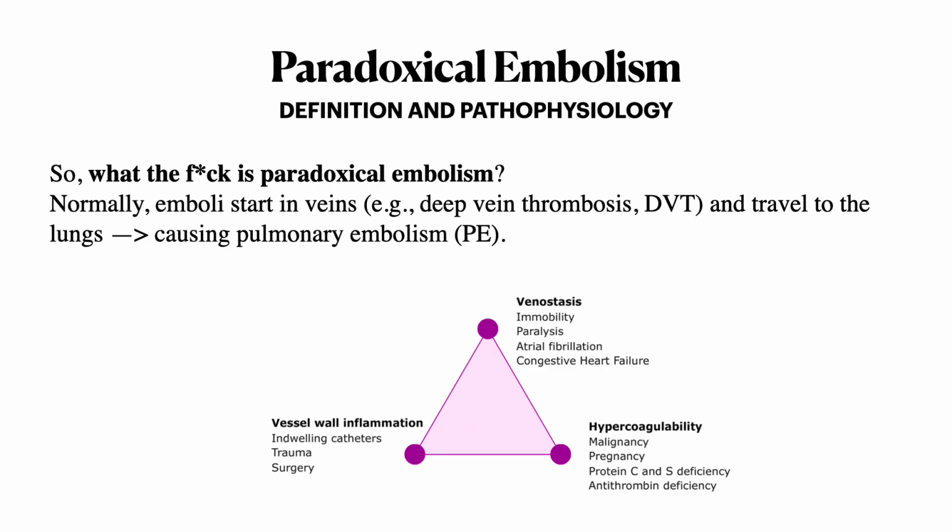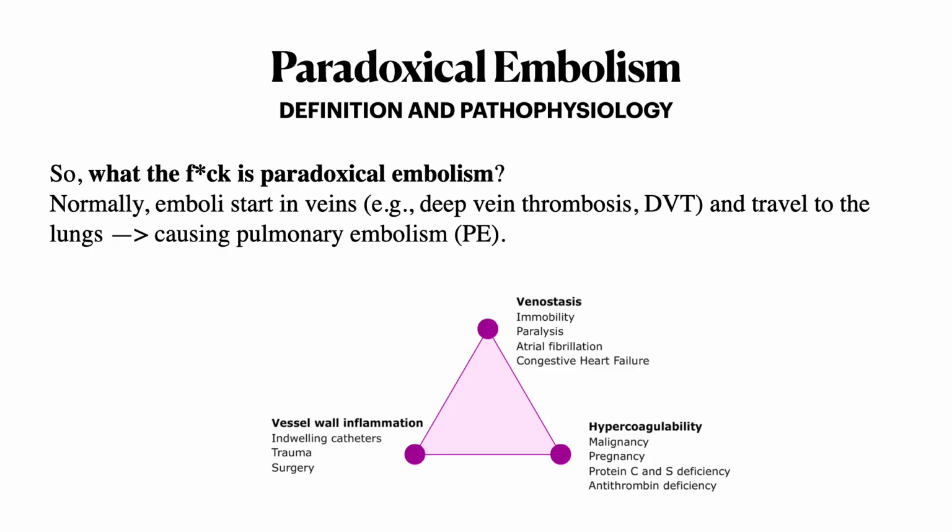Normally, emboli start in veins, for example in deep venous thrombosis, and travel to the lungs causing pulmonary embolism, and this is the Virchow triad. Venous stasis like immobility, paralysis, atrial fibrillation, and congestive heart failure; hypercoagulable states like malignancy, pregnancy, protein C and S deficiency, and antithrombin deficiency; and vessel wall inflammation like indwelling catheters, trauma, and surgery. These are all very prone to develop embolism, right? The thrombus gets dislodged and becomes an embolus.